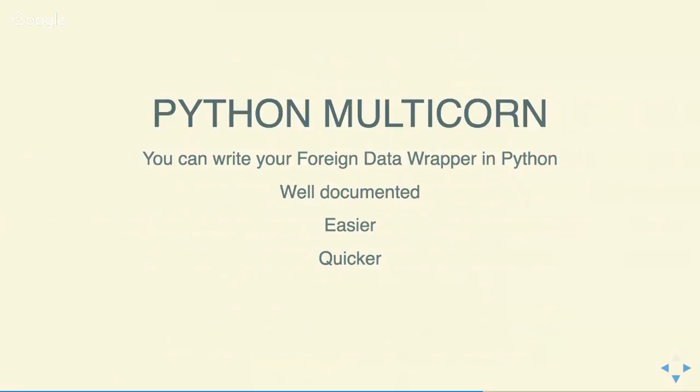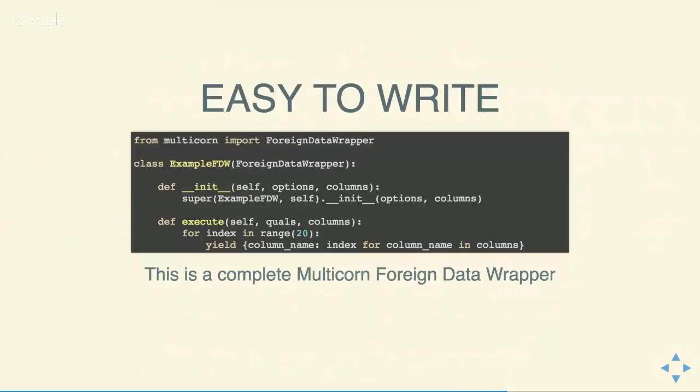Now, Python's foreign data wrapper API is called Multicorn, and it's well documented, so it should be easy for you to implement a foreign data wrapper, and you should find it much quicker and safer than implementing it in C. But of course, it's going to be slower than the C equivalent. Now this is a complete foreign data wrapper written in Python. It's a bit of a joke, because all it does is return 20 rows where each column has the current row number. But given that Python is so incredibly terse, you could implement an actual foreign data wrapper with only a small additional number of lines.